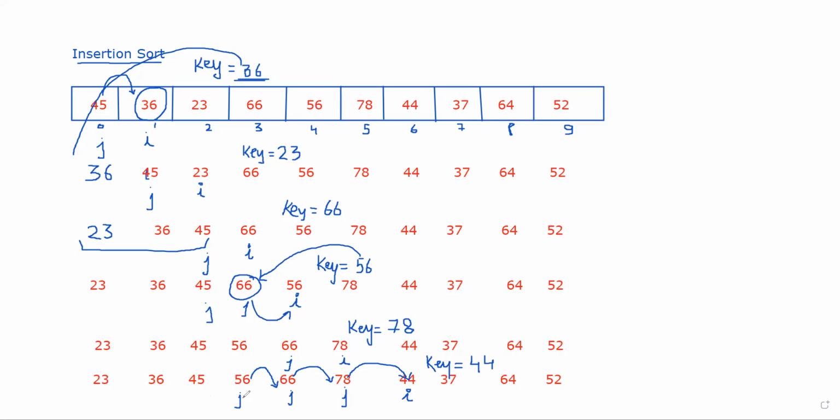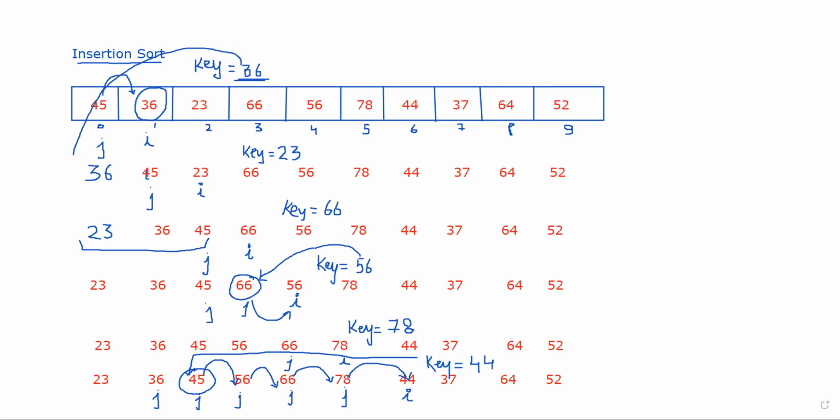Means 56 will come here. Then I will be here. Then 45 is also greater than 44, so this also I will shift over here. Then J will come here. This time this value is smaller. So whenever the value is at a smaller place, then at J plus 1, means at this particular position, I'm going to insert my key value, that is 44. 44 I will insert over here.